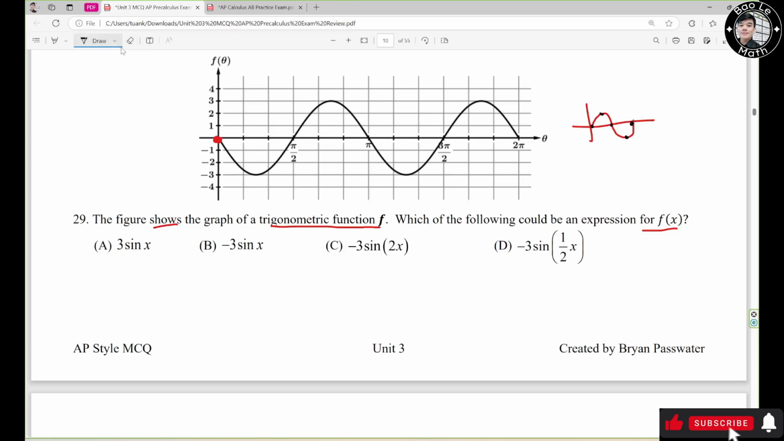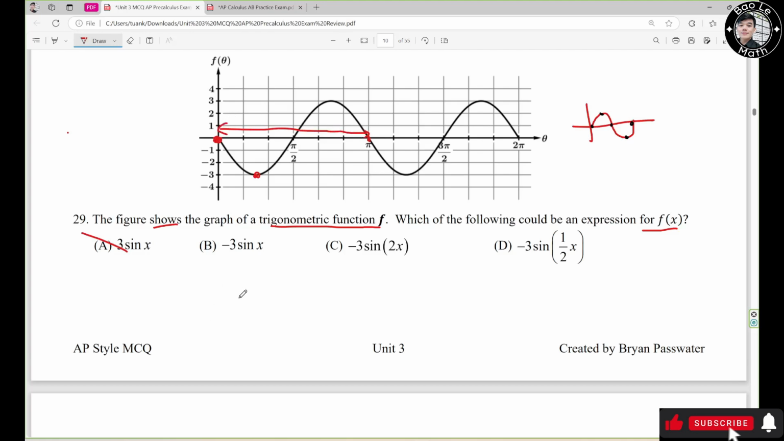Alright, now you look at this one right here, you see that the function starts from the midline, goes down to the minimum. So there is a reflection, which means there is a negative sign in front of the function sine, right? So you need to eliminate A, right? We need to find the period, right? So the period is pi, right? It could be from here to here.